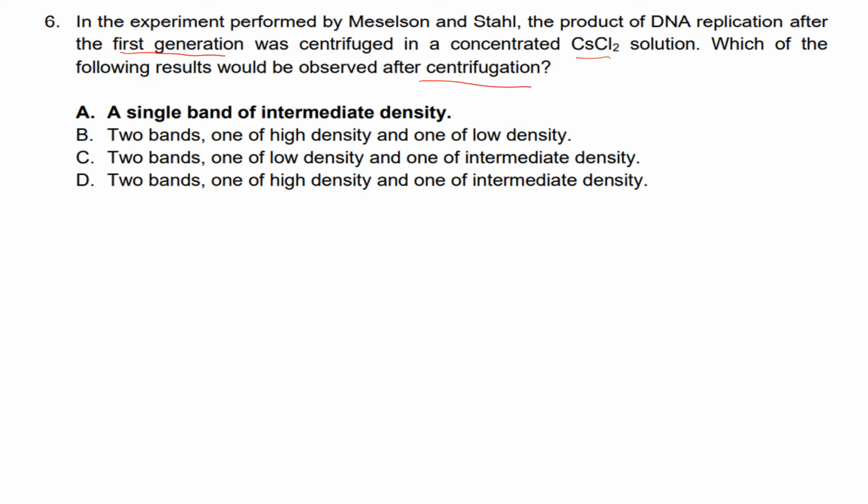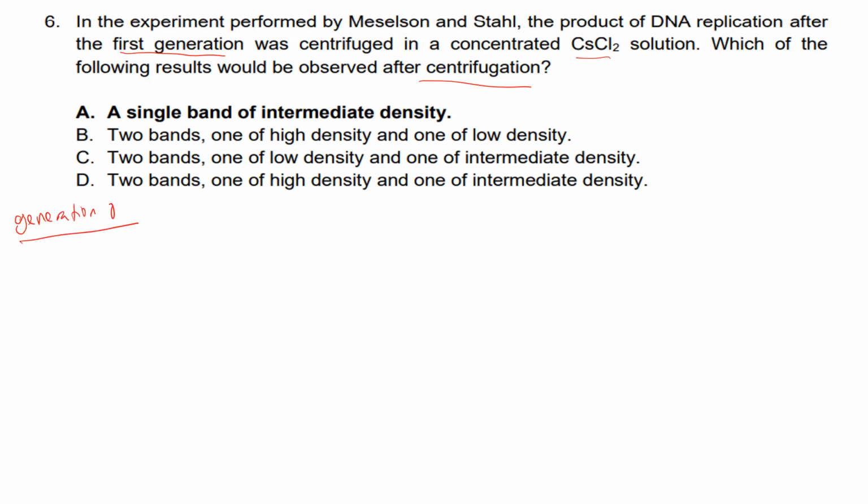To prove this, they cultured E. coli in two types of medium. The first medium contains the heavy nitrogen isotope, which is N15, and then they transferred the bacteria into another medium which has the lighter isotope, nitrogen 14. So for the zero generation, generation 0.